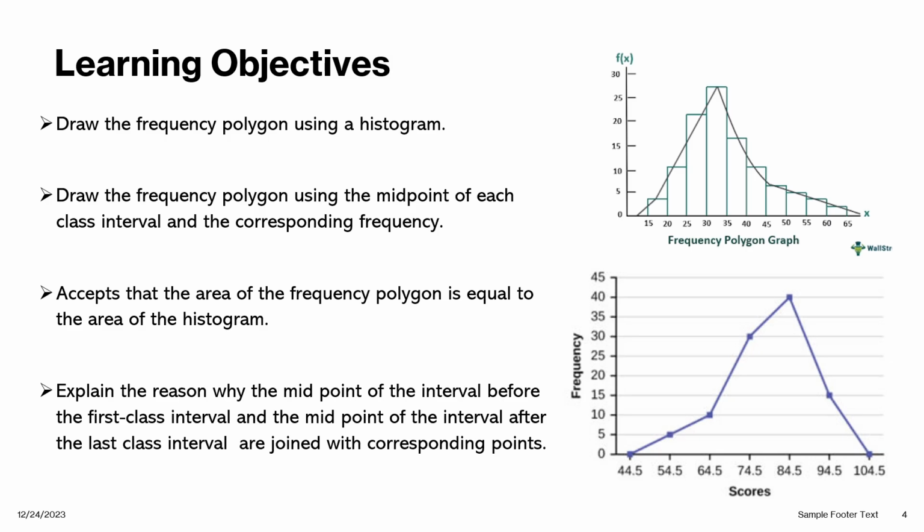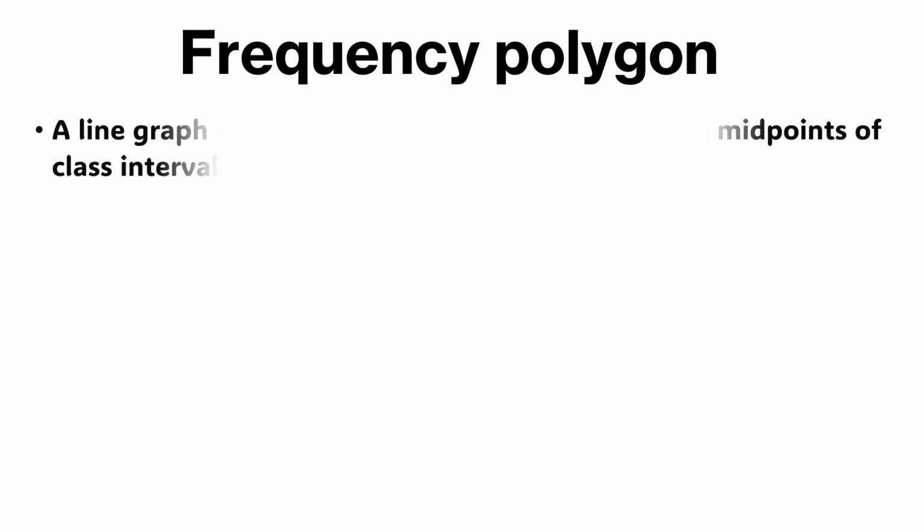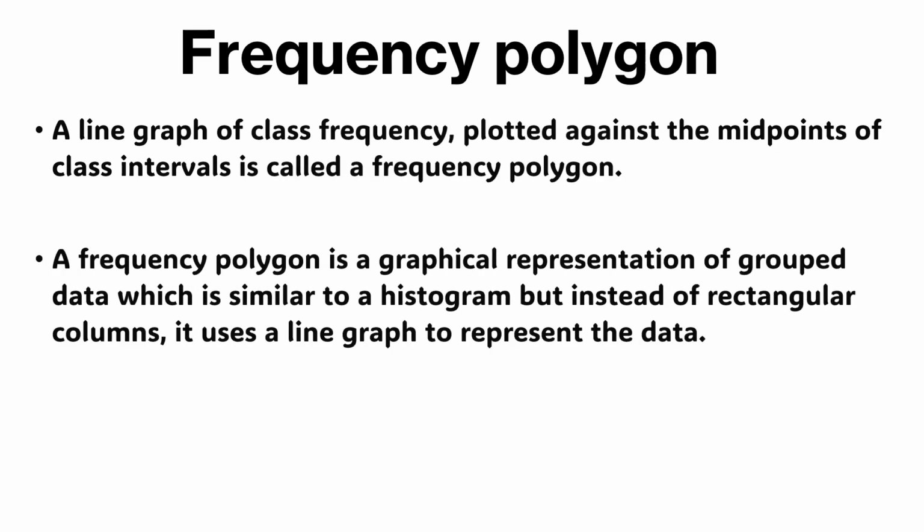First of all, what is a frequency polygon? Anyone know the answer for that? Okay, good. Some of you know, right? A frequency polygon is a graphical representation of grouped data. It is similar to a histogram, but instead of rectangular columns as in the histogram, here we have straight line segments. Straight line segments are used to construct a frequency polygon.